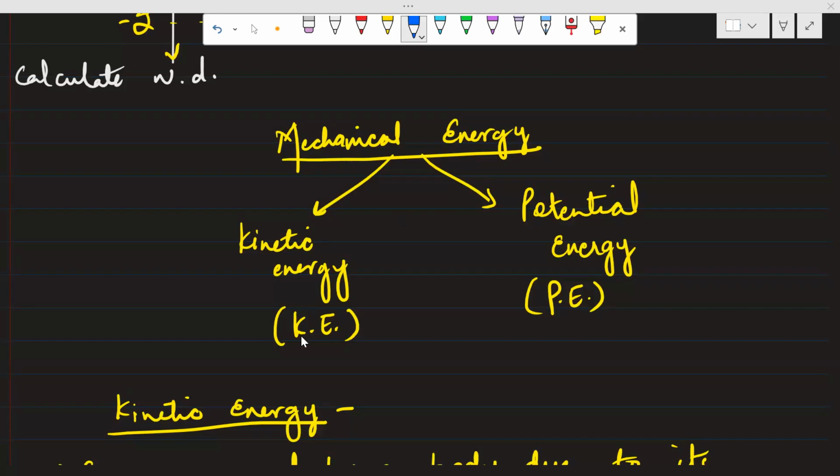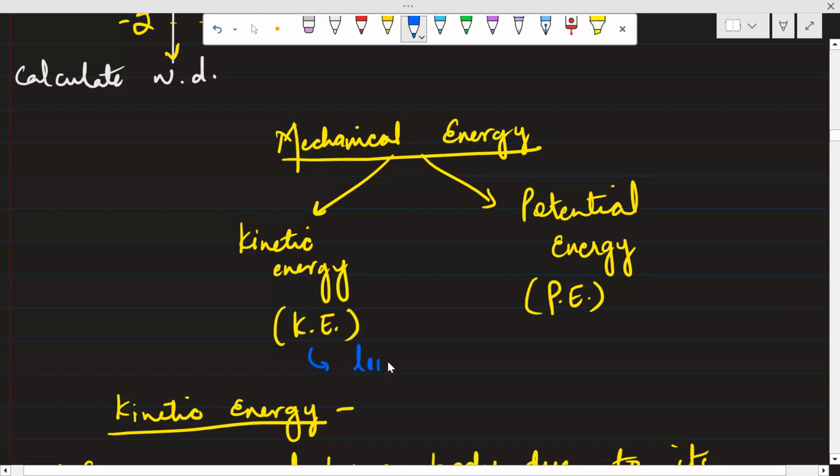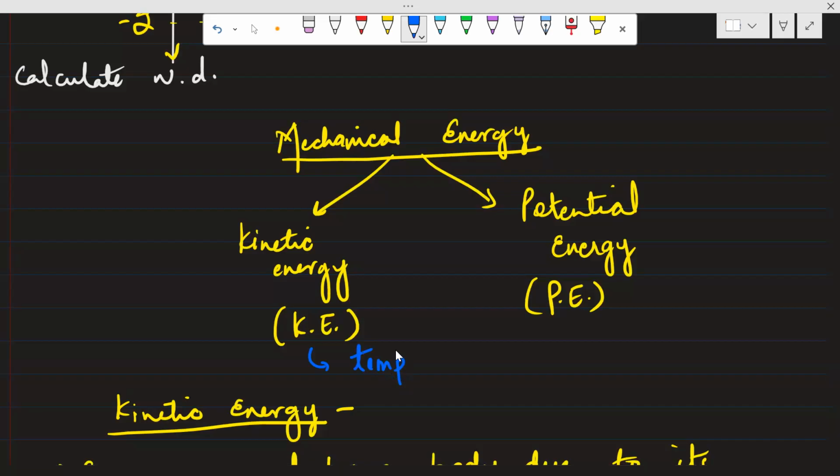Now, one thing I'll tell you, though we will do each and every energy in detail and separately, just remember: kinetic energy is a function of temperature. This will always help you distinguish between kinetic energy and potential energy. Kinetic energy is a function of temperature, while potential energy is a function of forces. And when I say forces, I mean the interaction between two quantities.